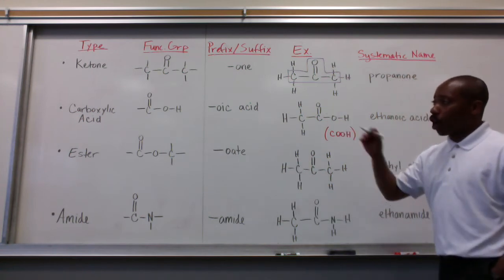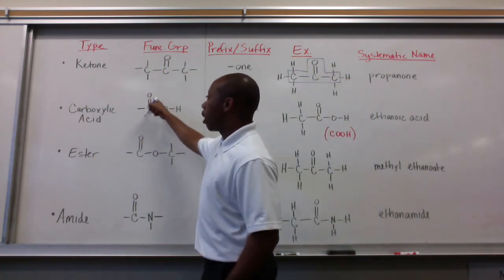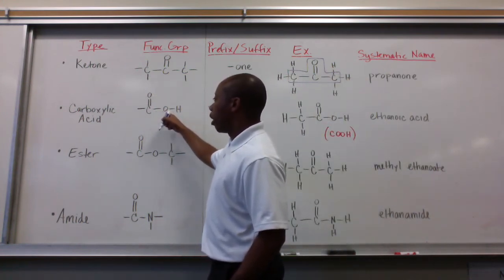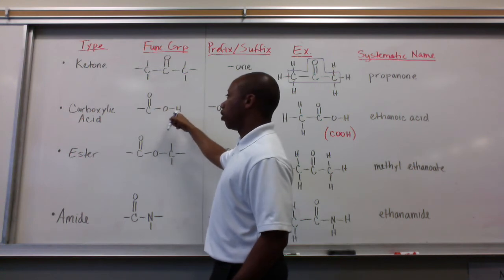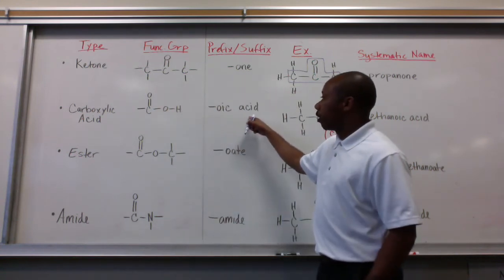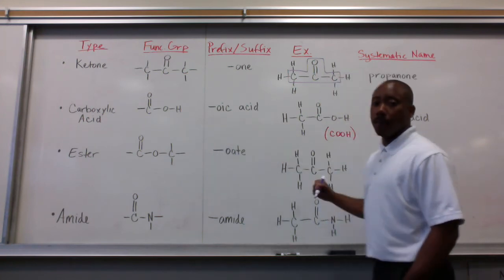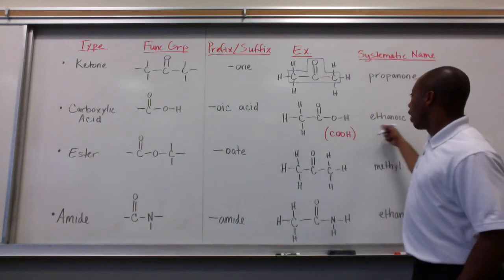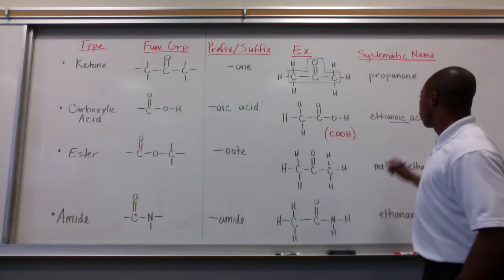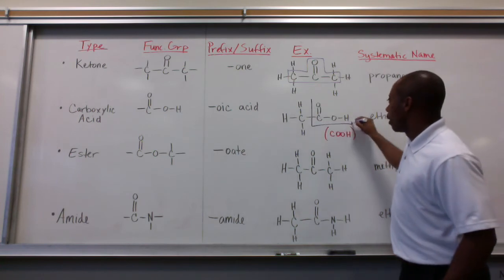Our next functional group is carboxylic acid. In carboxylic acid, we have a carbon double bonded to an oxygen. That carbon is also bonded to an oxygen, single bonded to an oxygen and a hydrogen. Our suffix here is -oic acid. An example of that would be ethanoic acid. So we have our functional group here.